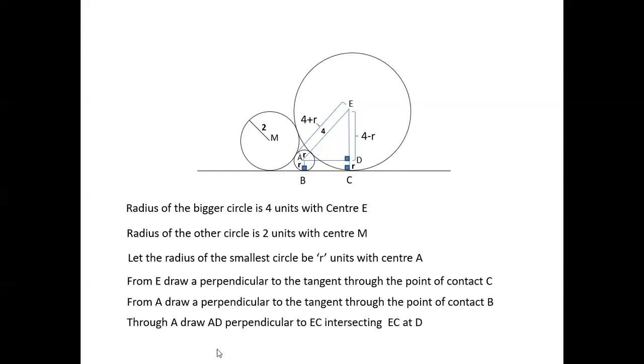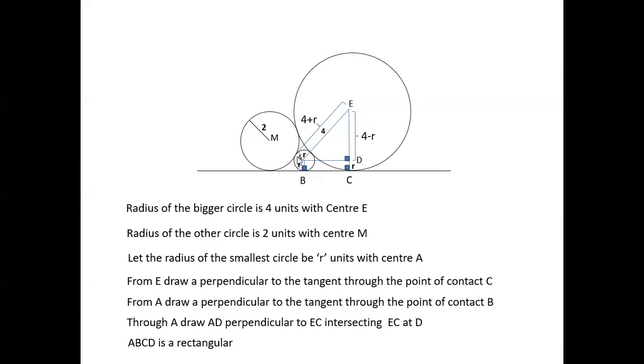So through A, draw AD perpendicular to EC. This is EC, so I am drawing this perpendicular to EC. Now if we have drawn this, what are we getting? ABCD is a rectangle, isn't it? So if this is a rectangle, now the figure seems to be very clear, what we have done, what I have shown you.